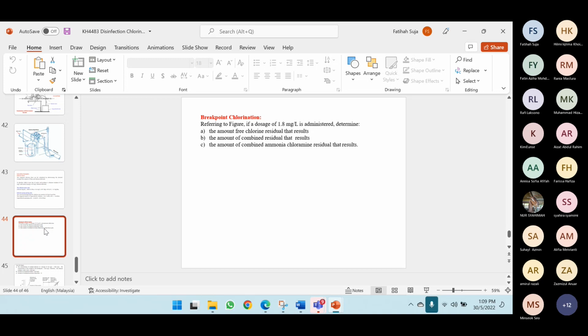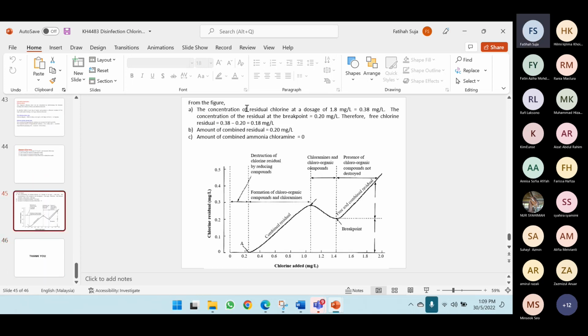Okay. Second example is on the breakpoint chlorination. Referring to the figure, if a dosage of 1.8 milligram per liter is administered, determine the amount of free chlorine residual that results, the amount of combined residual that results, and finally, the amount of combined ammonia chloramine residual that results. So this is the answer.